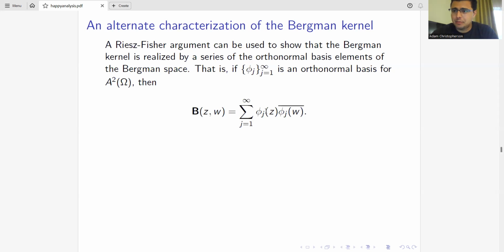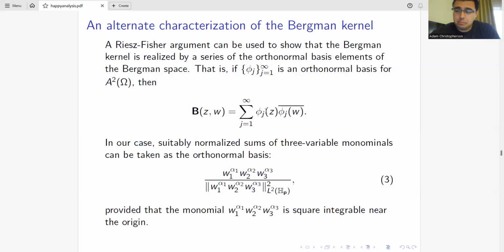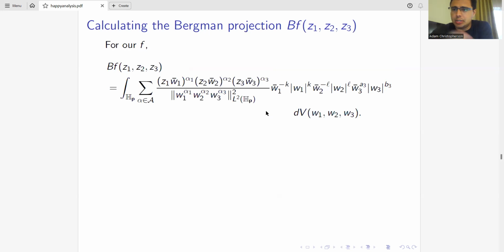But this will end up being very useful for us today because due to the fact that our domain is a Reinhardt domain, we can take suitably normalized three-variable monomials to be our orthonormal basis. So in particular, W1 to the alpha 1, W2 to the alpha 2, W3 to the alpha 3, they have to be orthonormal. So as long as you normalize, this will be allowable. Now, alpha 1, alpha 2, and alpha 3, they're monomials, so they must be integers. Of course, if they're all positive, there's no issue here, but some negative values are allowed as long as the monomial is still square integrable. And I'll tell you exactly what those conditions are in just a moment.